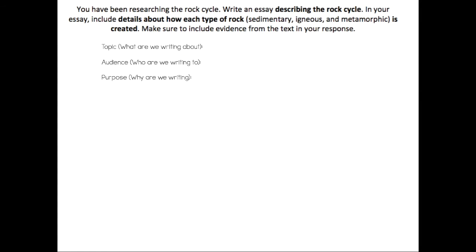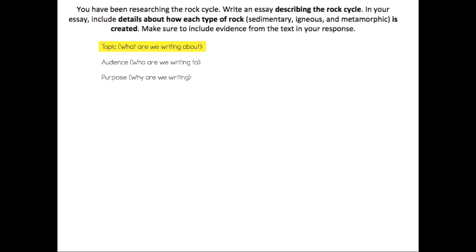We can use our TAP strategy, identifying topic, audience, and purpose, in order to deconstruct or break down this prompt. There's space at the bottom of page 15 that you can use to TAP, or you can use your own scratch paper. So first, let's think, what are we writing about? Looking back to my prompt, I see that some key points are that we are describing the rock cycle, and we need to talk about how each type of rock is created.